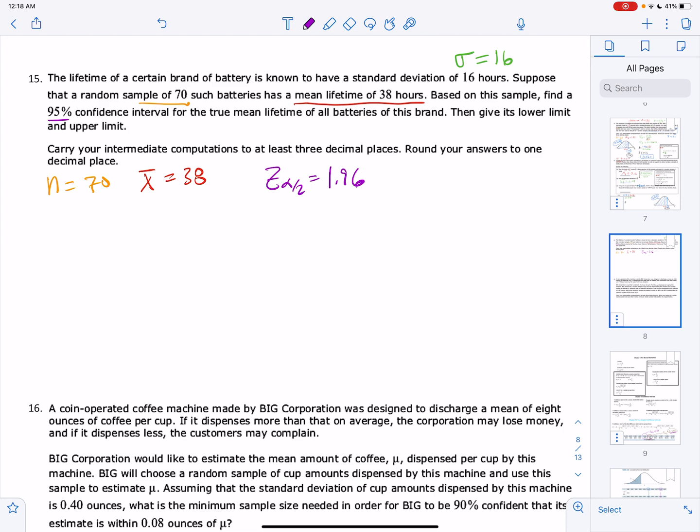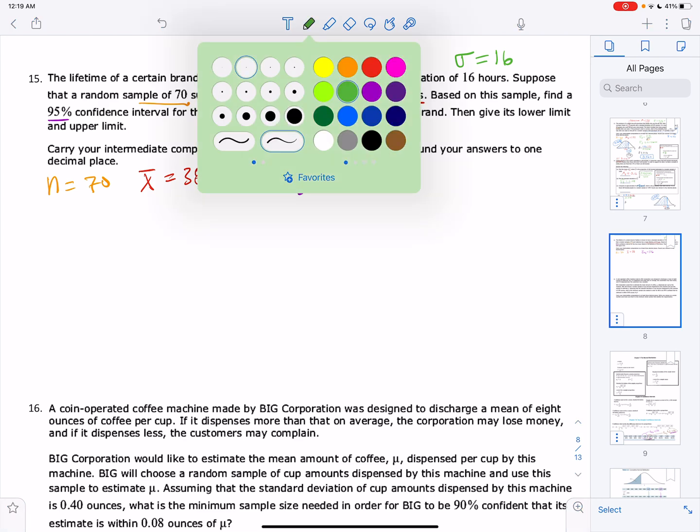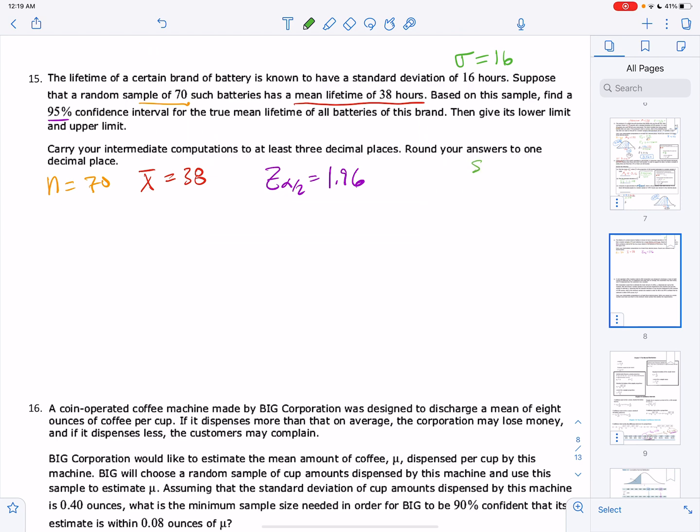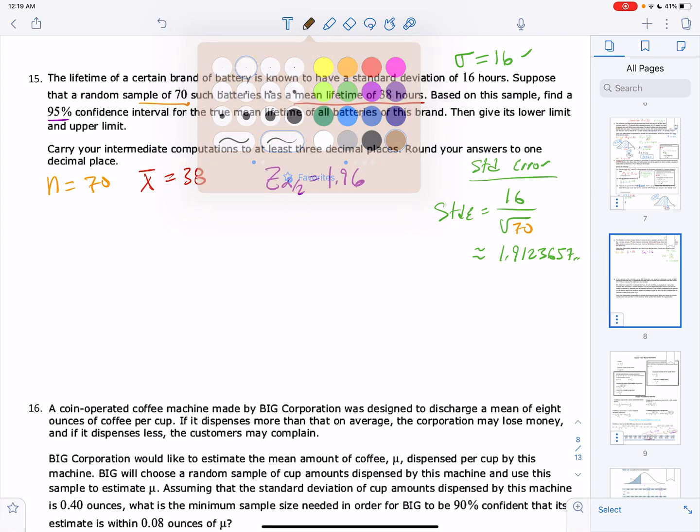Now I need to find the standard error. Let me write it up here: standard error is just going to be sigma, 16, divided by the square root of our sample size, which is 70. Let's call this the standard error. So what is the standard error? It is approximately 1.9123657.